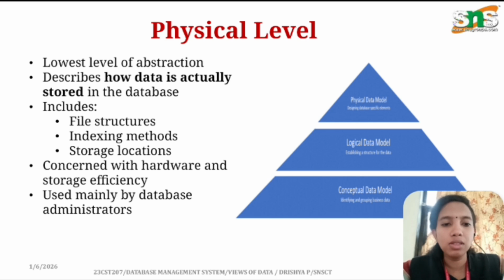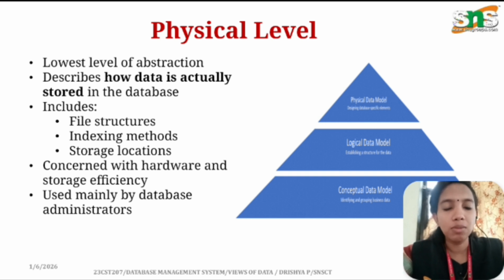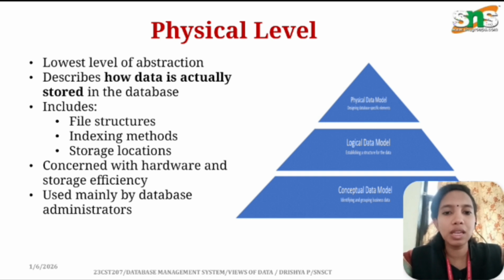The first one is the physical level. It is the lowest level of abstraction, which means how data is actually stored in a database. That is represented by the physical level, which includes file structures, indexing methods, storage locations, etc. It is concerned with hardware and storage efficiency, and is used mainly by the database administrator.